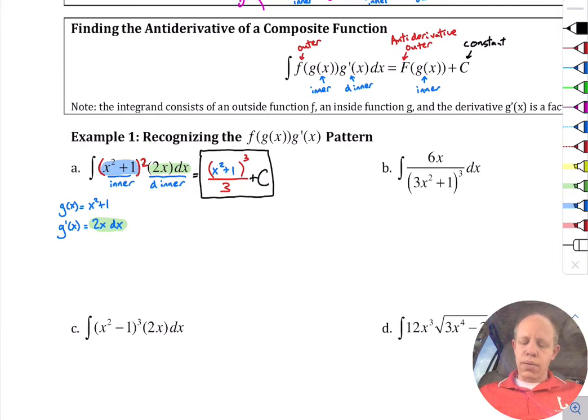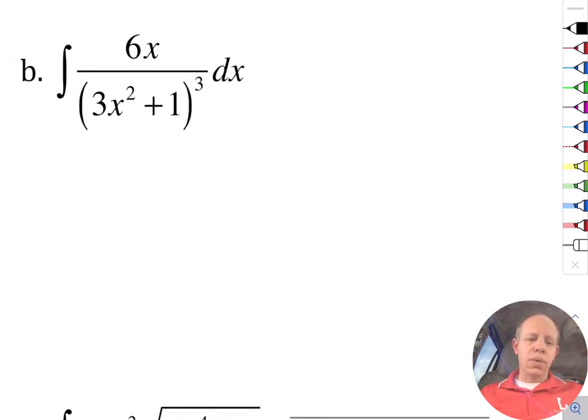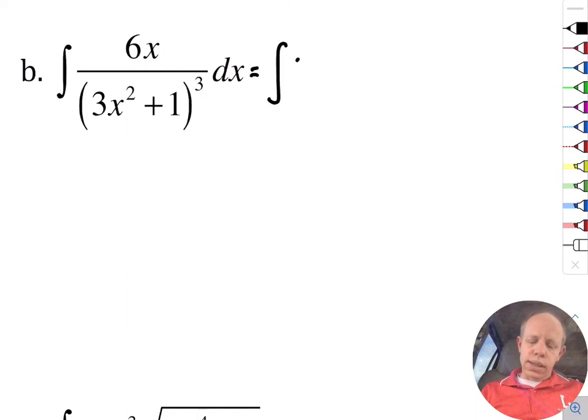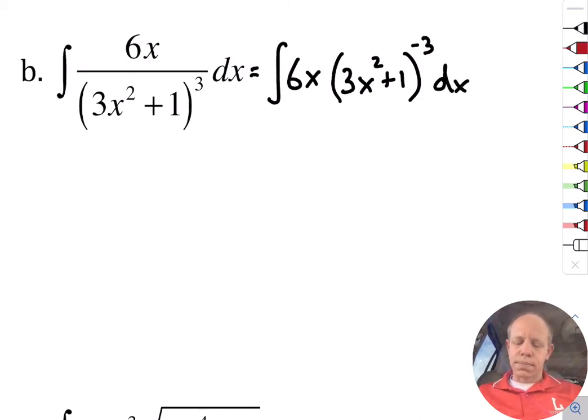All right, let's try it for letter B. So here we have the antiderivative of 6x divided by quantity 3x squared plus 1 raised to the third power. Before we get started, we are going to rewrite this so it's not rational. Instead, we're going to change the denominator to be a negative exponent. So this is going to be 3x squared plus 1, to the negative third power, with respect to x.